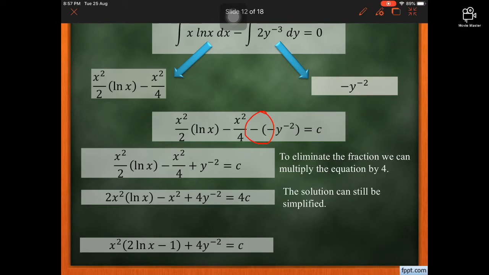So take note that I did simplify this part since they have both x raised to 2. So I take out the common x squared. So that ends up giving me x raised to 2 times 2 ln x minus 1. So this is the general solution for the first example.